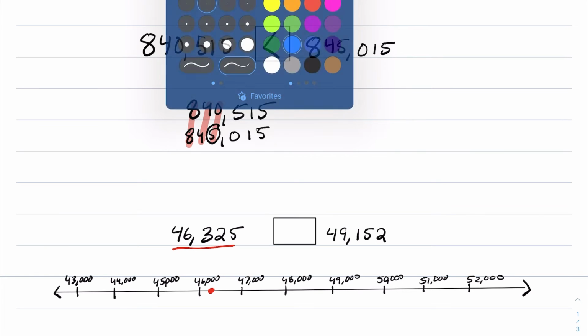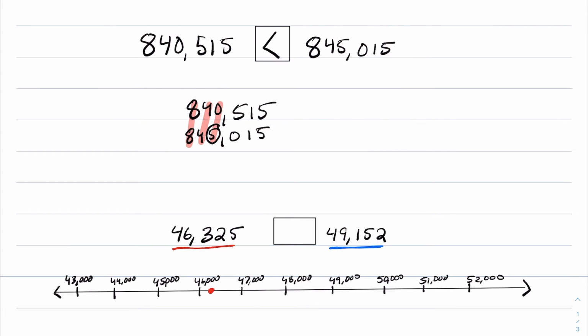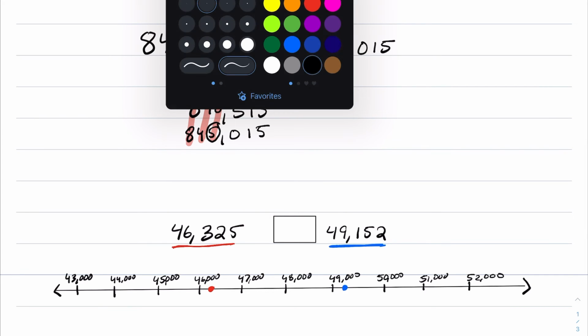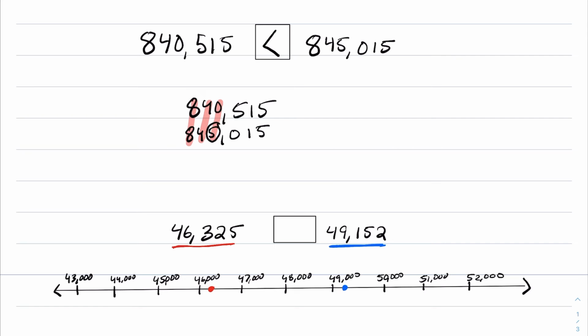Okay, I'm going to change my color here. And our 49,152, we're going to place somewhere right over here after the 49,000. And what we're going to do is look on the number line, and whichever number is further right is going to be greater than the number to the left. So in this case, our blue dot is further right than the red dot. So 49,152 is going to be greater than 46,325. So we get another less than symbol.